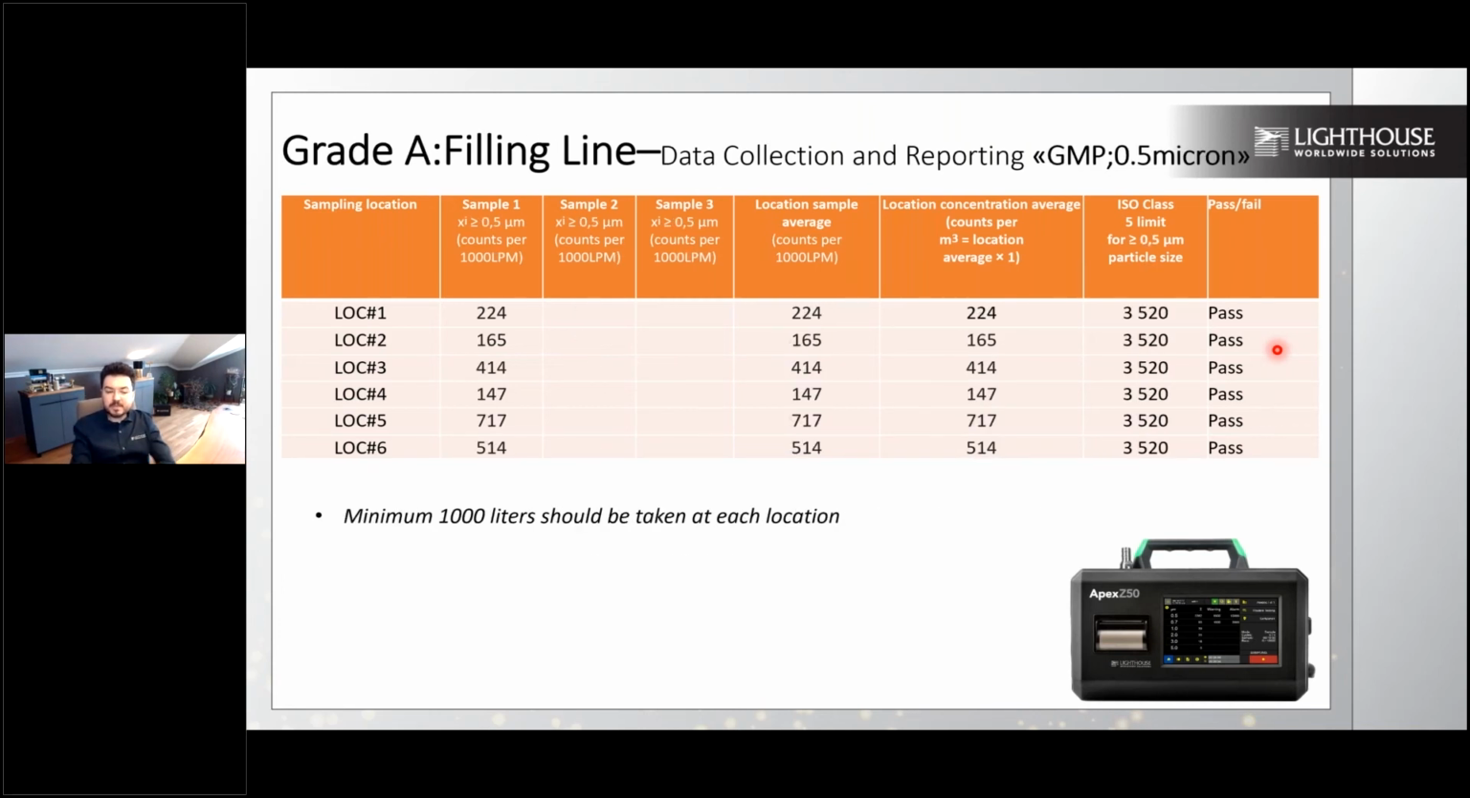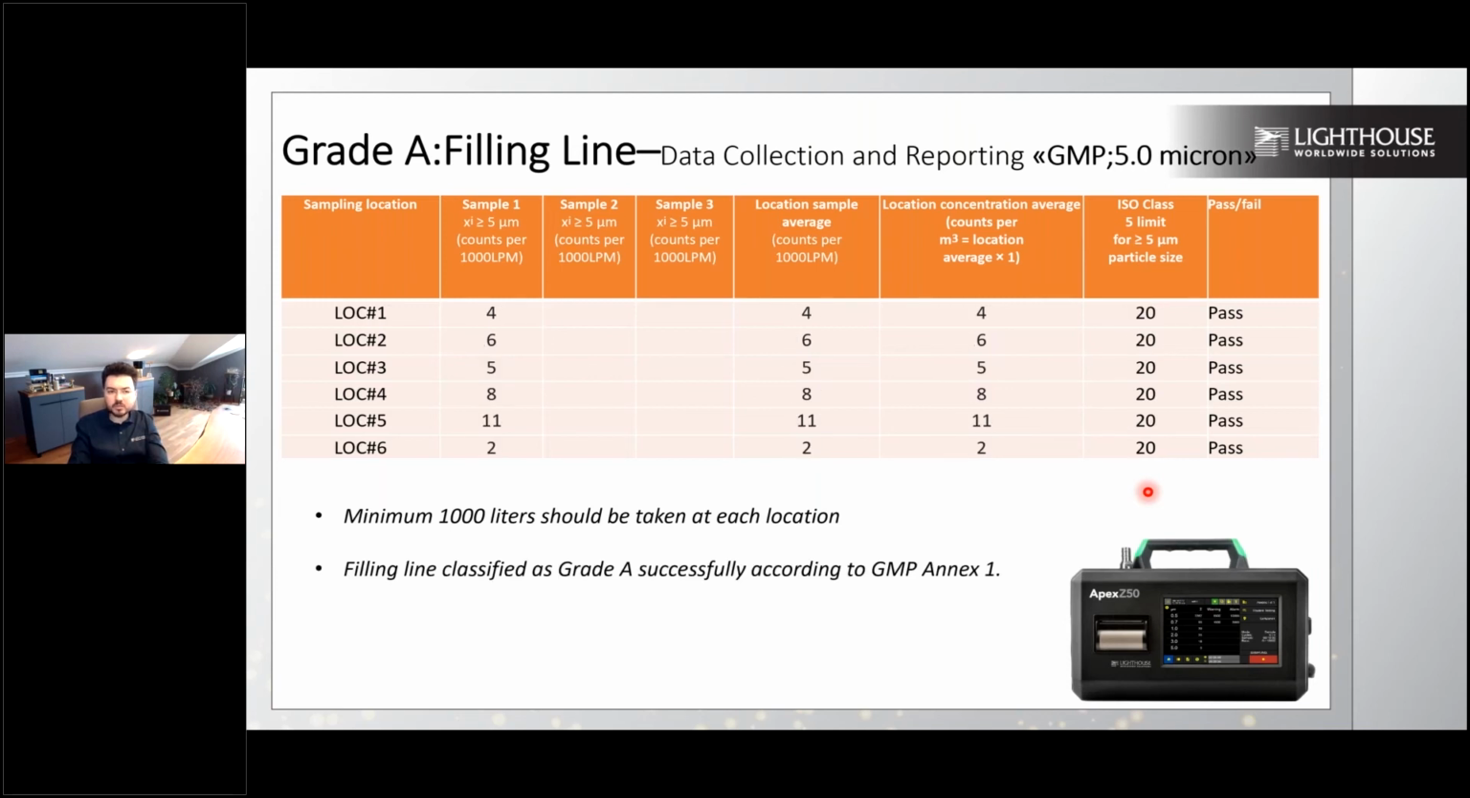Let's move to the GMP 0.5 micron. I'll be taking 1000 liters in each location. I take it, the average is equal. There is a multiplying factor, which is 1, because I already took 1000 liters. So I compared these 2 results. They're all fine with the 6 locations.